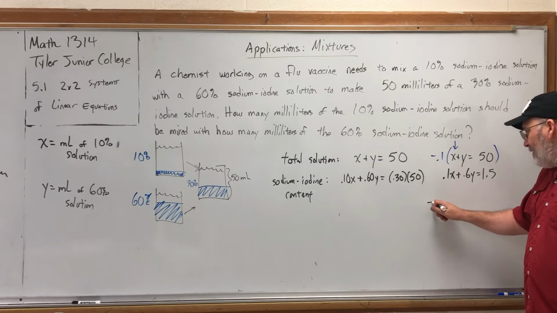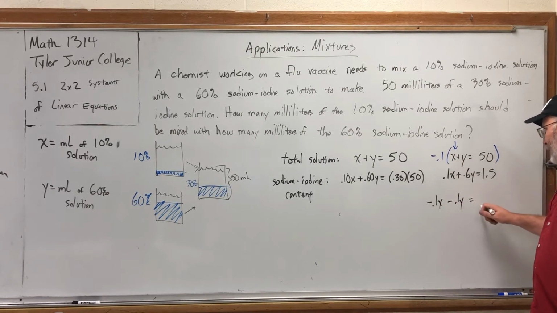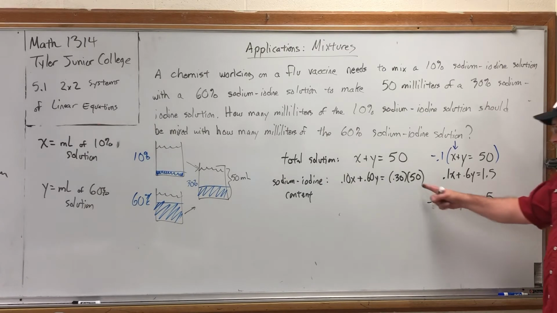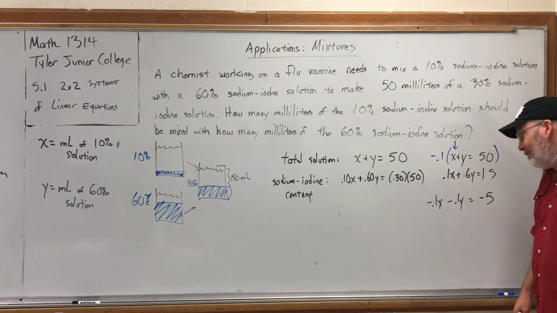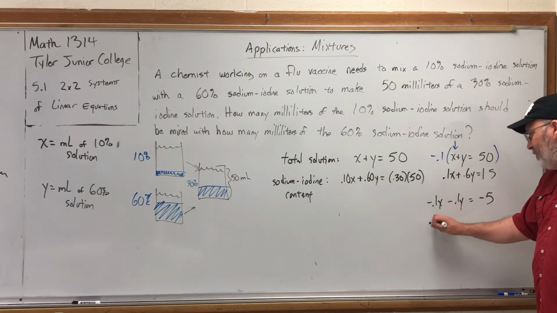That will give me negative 0.1x minus 0.1y equals negative 0.1 times 50 is negative 5. Get a calculator if you need the assist. Something is amiss here. 30% of 50 is not 1.5. 30% of 50 is 15. I'll tell you how I caught that in just a second. So our first equation becomes this. Our second equation is still the same.